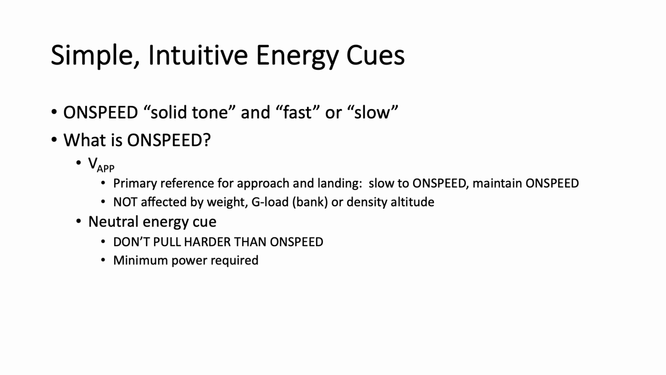It's also handy as a negative energy reference. Any slow tone means there's more drag than thrust, and the pilot has to reduce angle of attack and or add power. In other words, he can't be pulling so hard on the stick. Let's take a look at what the basic tone pattern sounds like.